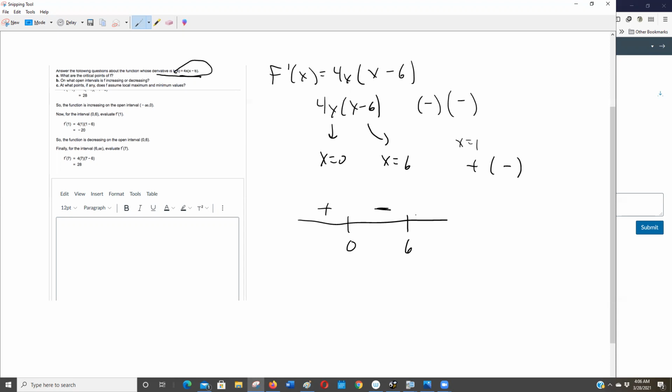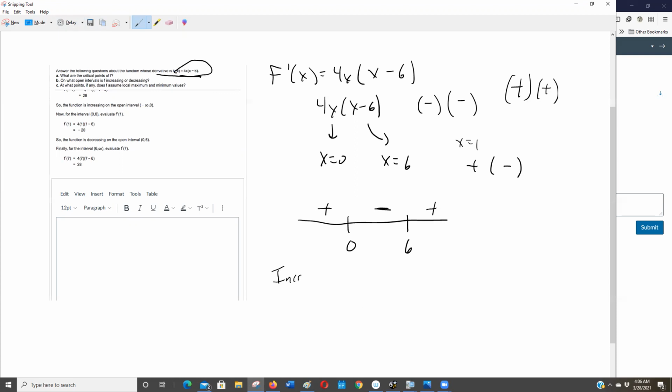Now we'll pick a number greater than 6. Why not 7? We could use 10. If I use 7, 4 times 7 is a positive number, and 7 minus 6 is also a positive number. And we know when we multiply two positives, it's positive. So the function is increasing after 6. We don't know much more, at least I'm not seeing much more that's being given.